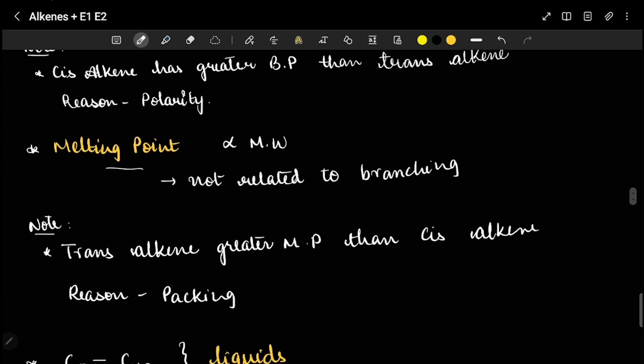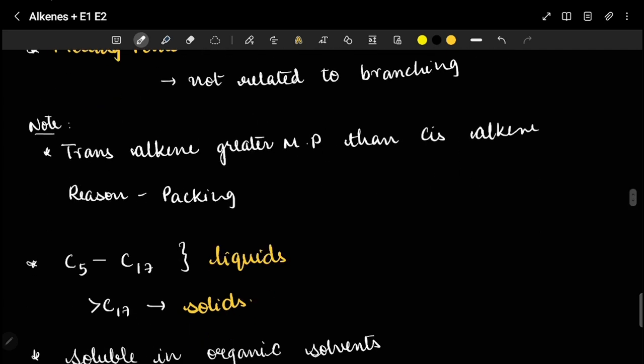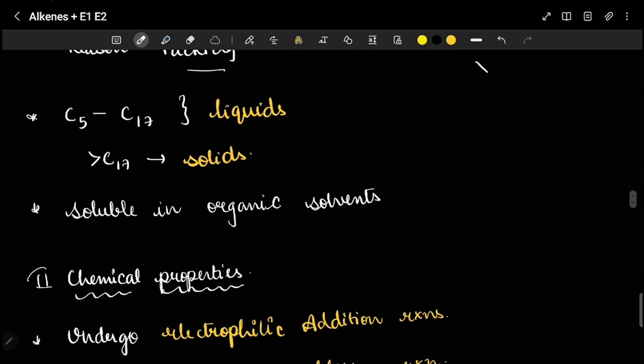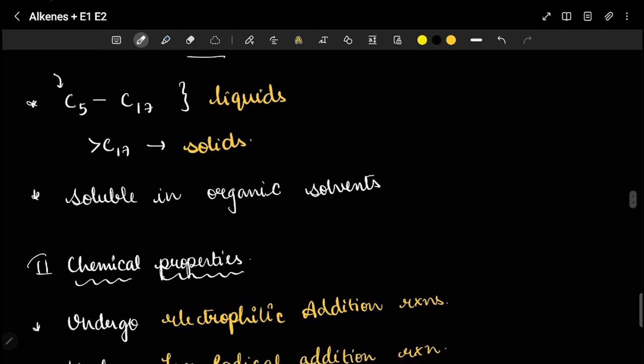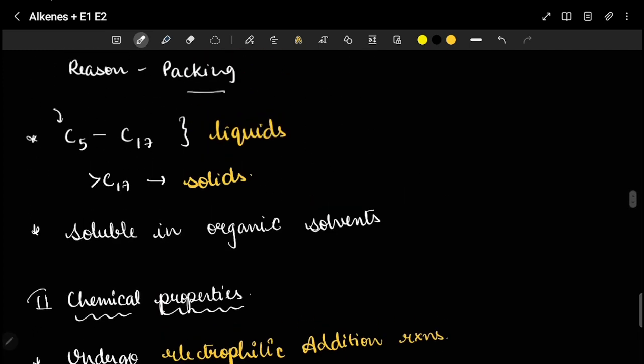Now, melting point is directly proportional to molecular weight as usual, and it is not related to branching. And trans alkene has greater melting point because of packing. The atoms are easily packable like this. So the reason is packing. And here from 5 carbons to 17 carbons, alkenes are liquids, and greater than 17 carbons, the alkenes are solids. Up to 5, they exist in both liquid state and gaseous state, mostly gaseous state. These are soluble in organic solvents like benzene, toluene, and so on. Those are physical properties of alkenes.